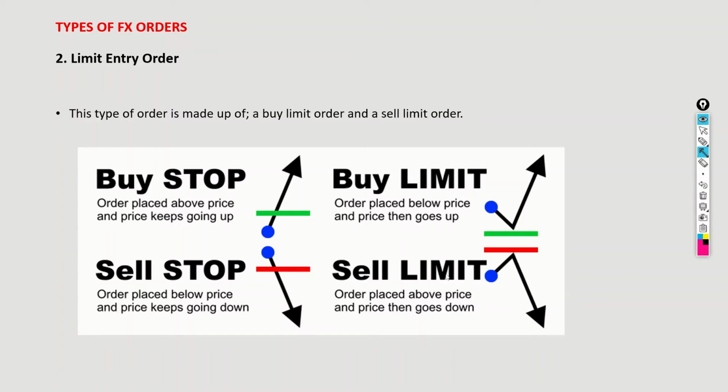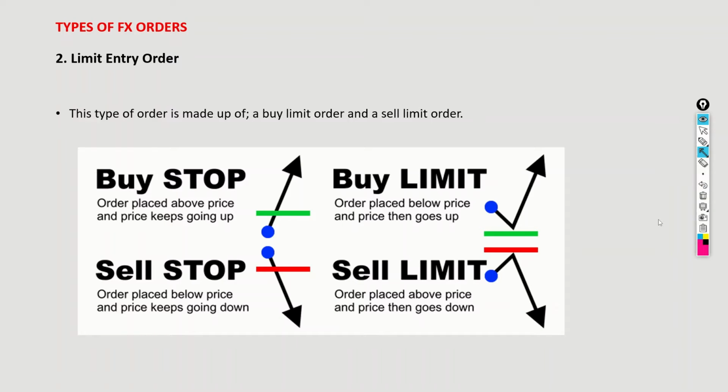So we have a sell limit order, an order placed above the current price, and the price then goes down. For example, if the price is currently here, and you say that this price is going to go up, hit this certain price and then go down. It means that when it goes to the price you want, it will hit it and then fall backwards. That is what we call a sell limit order. So a limit entry order can be made up of a buy limit order and a sell limit order.